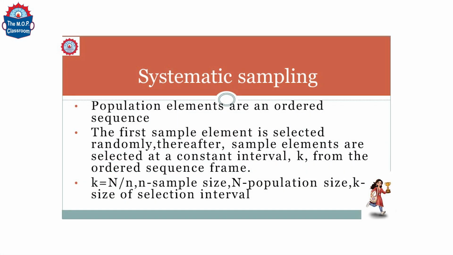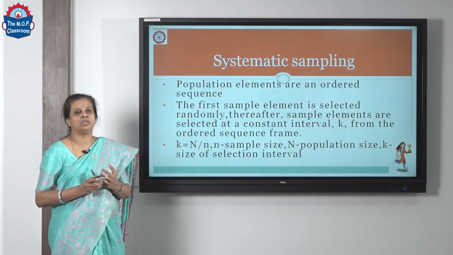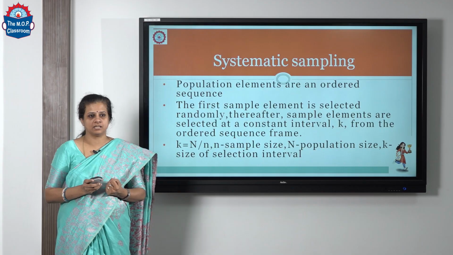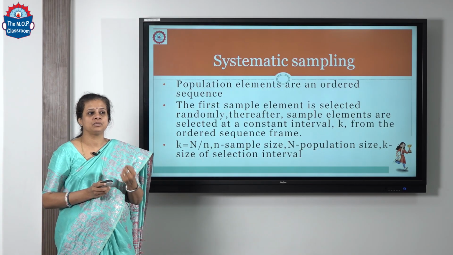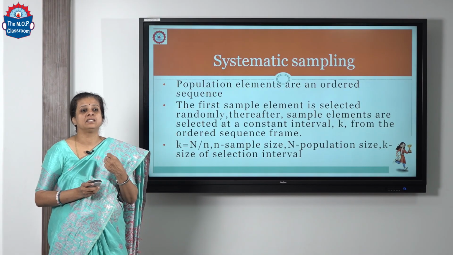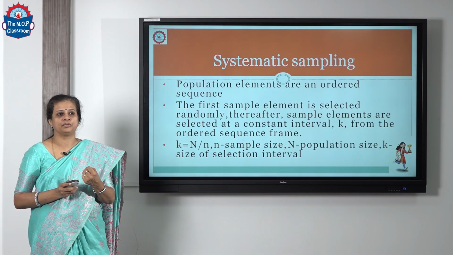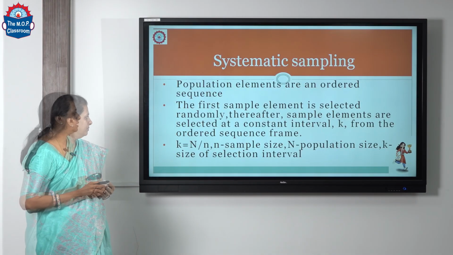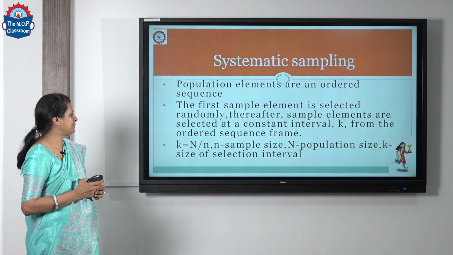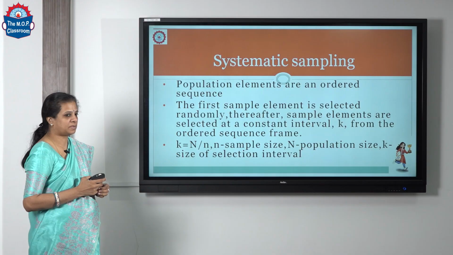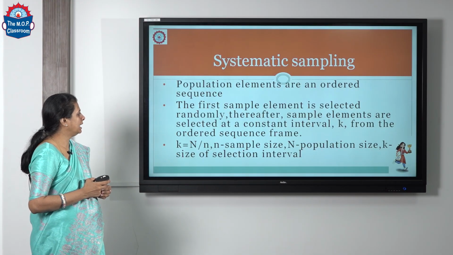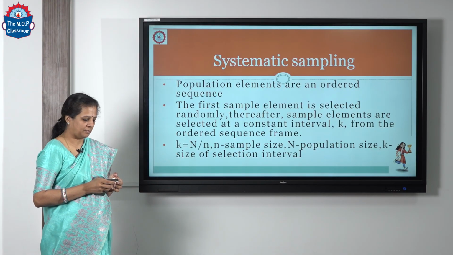The next one is systematic sampling. The population elements are ordered in a sequence by the researcher. The first element is selected, and using the k interval, the second, third and fourth are selected in the sample. Here the small k stands for the size of the selection interval, capital N represents the population size and small n represents the sample size.